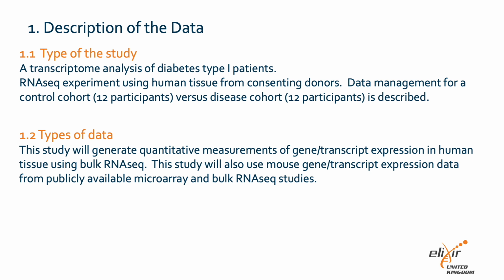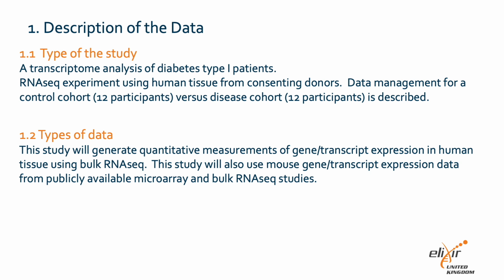The size of the experiment is 12 participants for the control group and 12 participants for the disease status. However, I'm also looking to complement my findings with gene expression data in the public domain. Subsequently, we need to provide information about the type of the data that will be generated from our experiment. Again, this is an overview before we talk about specific details such as file sizes and file types.